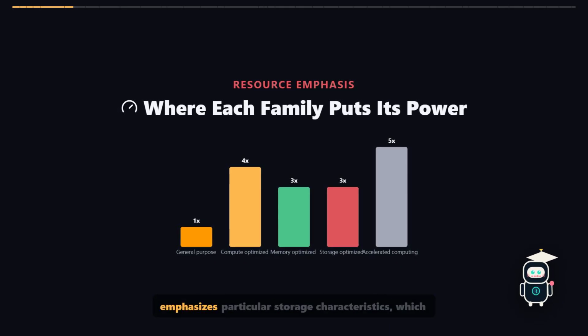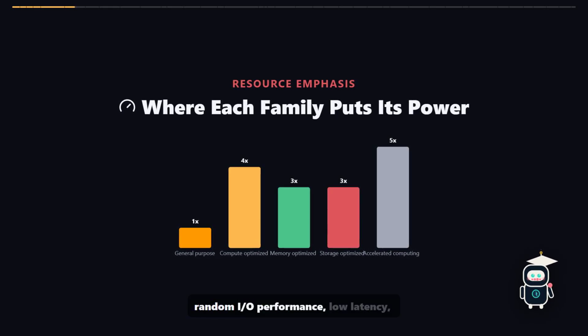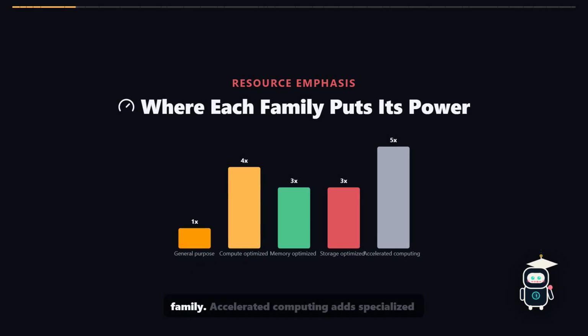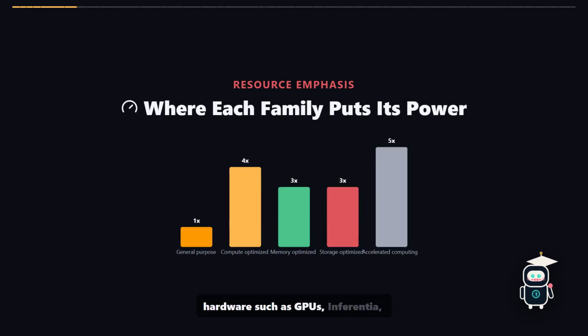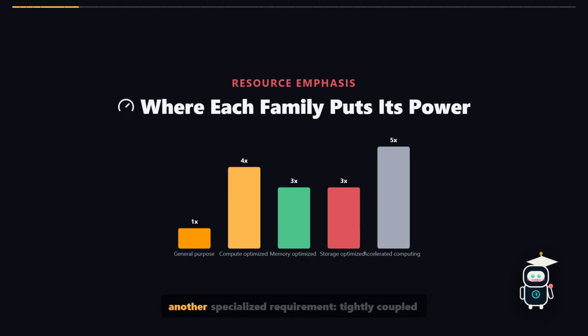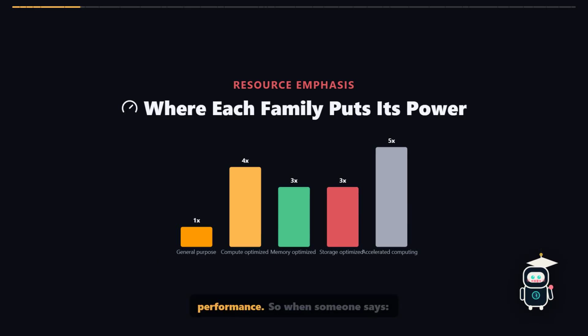Storage Optimized emphasizes particular storage characteristics, which may include high throughput, high random I/O performance, low latency, or large amounts of local instance storage, depending on the family. Accelerated computing adds specialized hardware such as GPUs, Inferentia, Trainium, FPGAs, or other accelerators for workloads designed to use them. And HPC-oriented options address another specialized requirement: tightly coupled, distributed workloads where communication between nodes can be critical to performance.